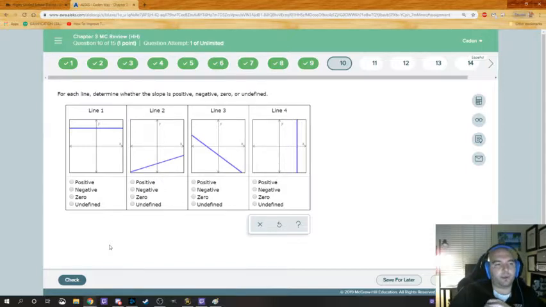Somewhere near the last page, there is literally just a thing that says, here's positive, negative, 0, and undefined. It just shows you what it looks like. So what you should do is, because you can use your notes, just refer to that. So right here, a flat horizontal, that's a 0. As it goes up, as it goes to the right, that's positive. As it goes down, as it goes to the right, that's negative. As it goes straight up and down, that's undefined.